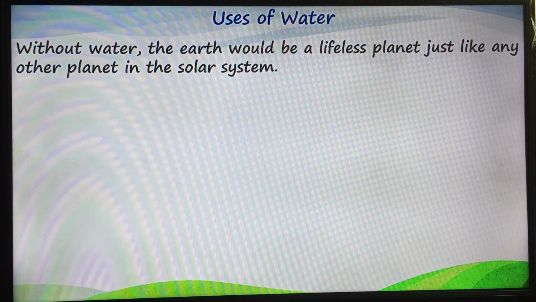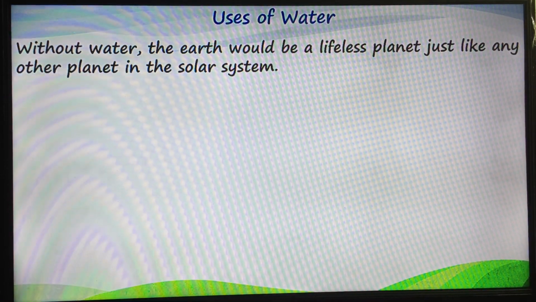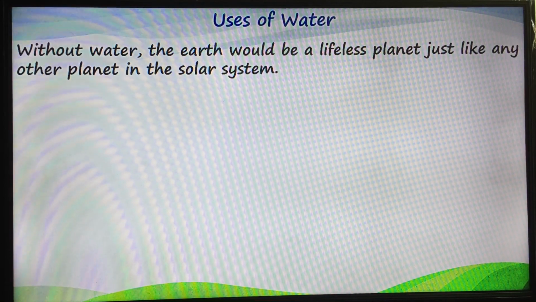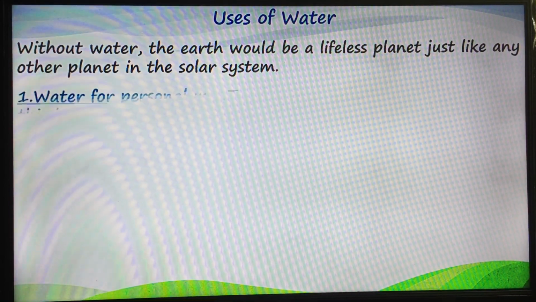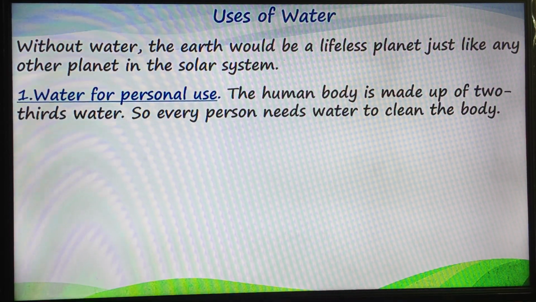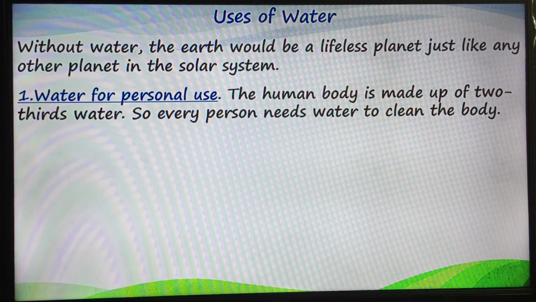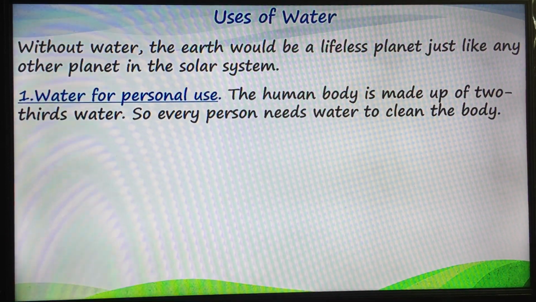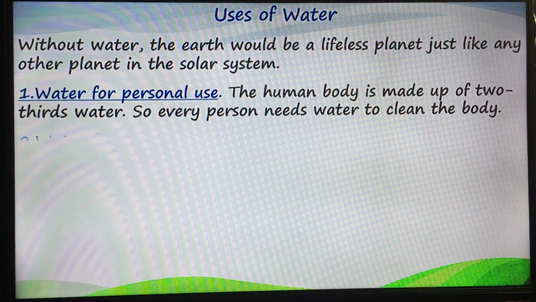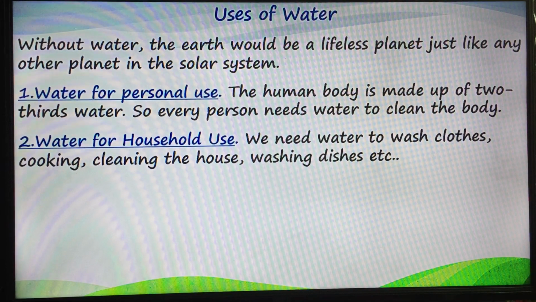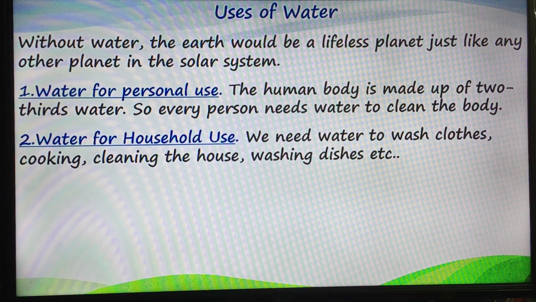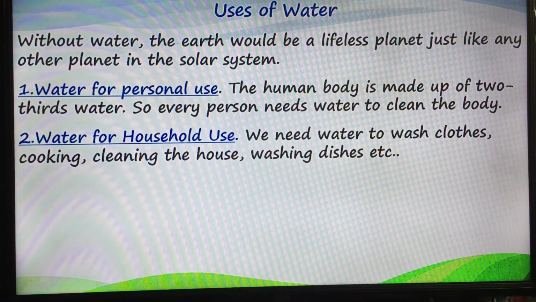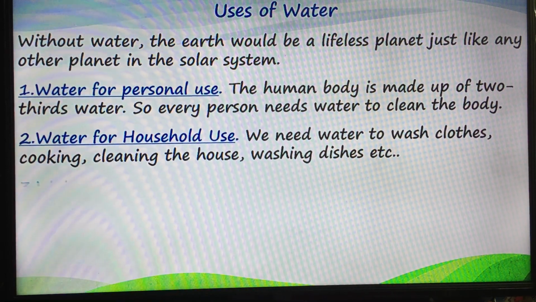What are the uses of water? Without water, the Earth would be a lifeless planet just like any other planet in the solar system. 1. Water for personal use. The human body is made up of 2/3 water, so every person needs water to clean the body. 2. Water for household use. We need water to wash clothes, cooking, cleaning the house, washing dishes, and others.